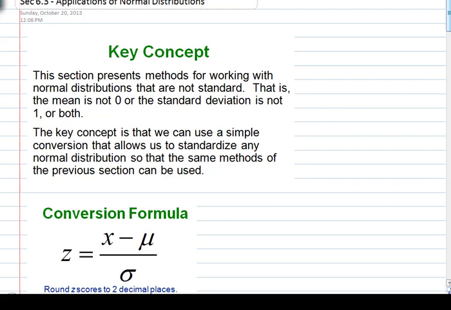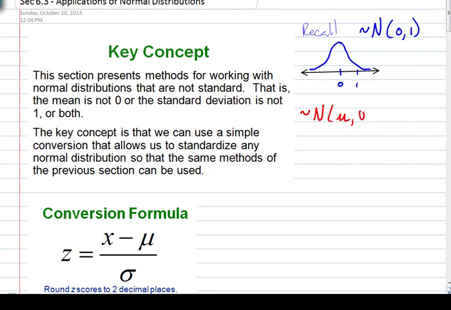Section 6.3 is applications of normal distributions. In 6.2, recall that we did the standard normal distributions, where the mean is 0 and the standard deviation is 1. Now we're going to be looking at normal distributions where the mean is not 0 and the standard deviation is not 1.